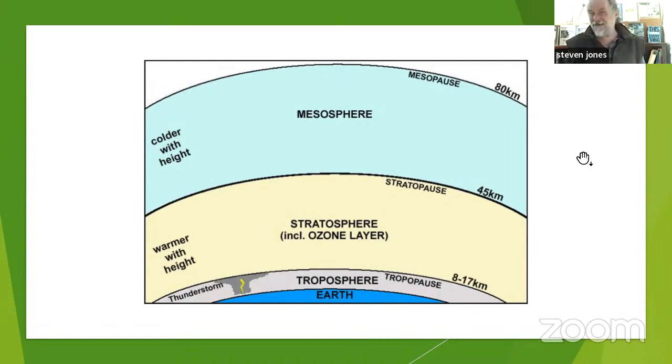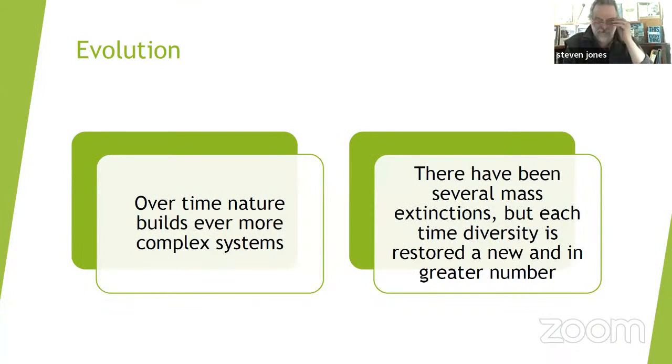So 0.01% of all of the molecules in our atmosphere are in this mesosphere. So it would be very, very cold, and you wouldn't be able to breathe. So think about the layers of our complex planetary system.